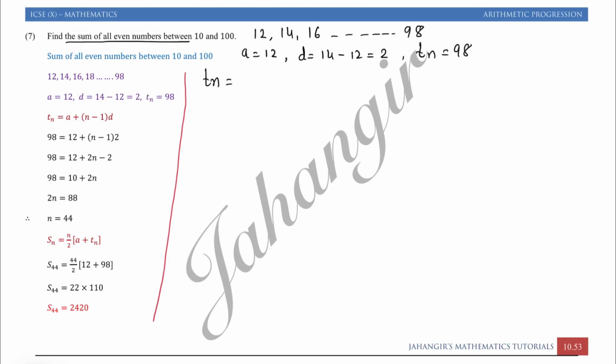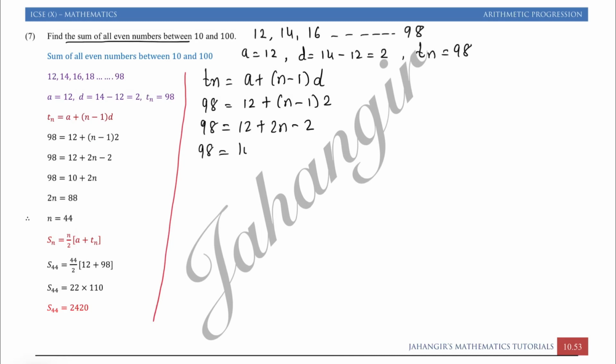So I can write Tn is equal to a plus n minus 1 into d. Tn is 98, equal to a is 12 plus n minus 1 into 2. 98 is equal to 12 plus 2n minus 2. So 98 equals 12 minus 2 is 10 plus 2n. So therefore 2n is equal to 98 minus 10. 2n is equal to 88, n is equal to 44. So there are 44 terms from 12 to 98.